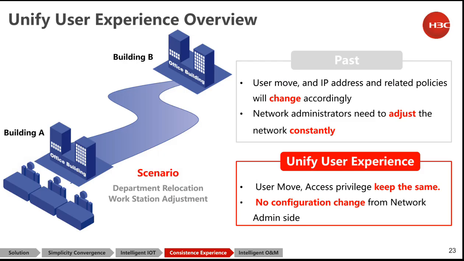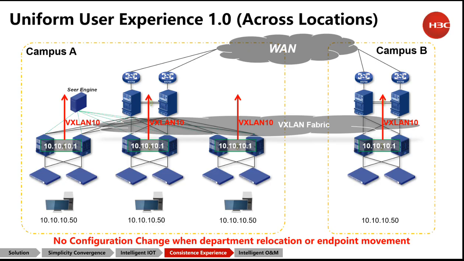So just graphically showing it here, users in building A, they connect onto the network, they move to building B. That unified user experience means that everything stays the same. No IP address changing, no privilege changes, no access changing, everything stays the same. Nice little way to see it.